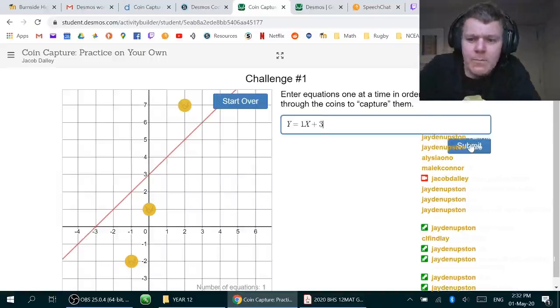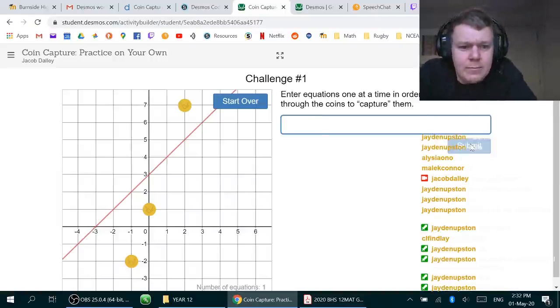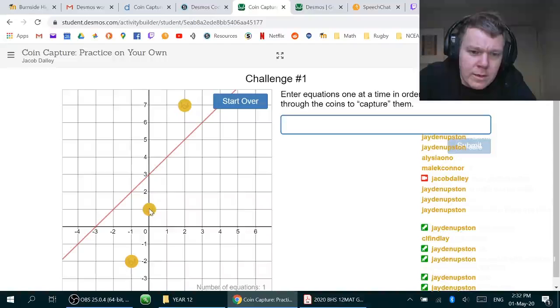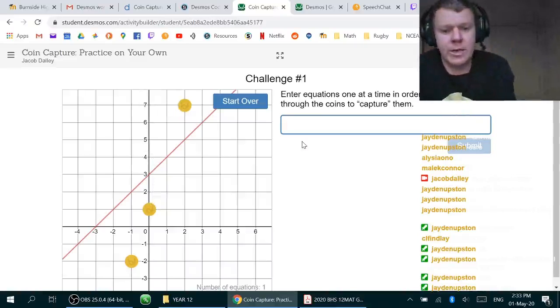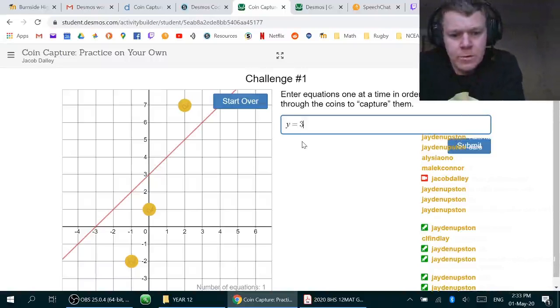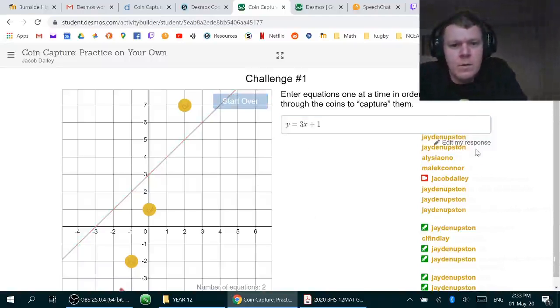Add another line. So this next line is going to go through positive 1, and it's got a rise of 1, 2, 3, 4, 5, 6, and then across 2, so 6 over 2, which is 3. y equals 3x plus 1. Yeah.